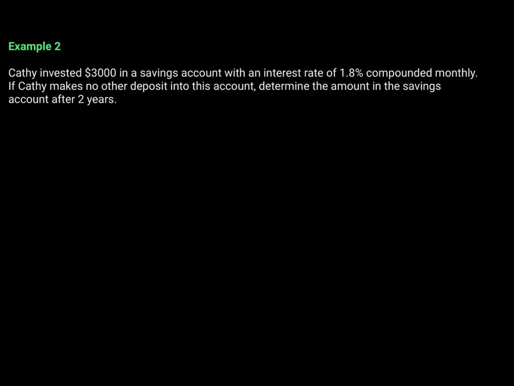All right, we have Kathy invested $3,000 in a savings account with an interest rate of 1.8% compounded monthly. If Kathy makes no other deposit into this account, determine the amount in the savings account after 2 years. Let's do some labeling here. Kathy invested $3,000. That's your principal. Interest rate of 1.8%. That's the rate as a percentage. Compounded monthly. That's your n value. n is 12. And determine the amount in the savings account after 2 years. So there's your t.